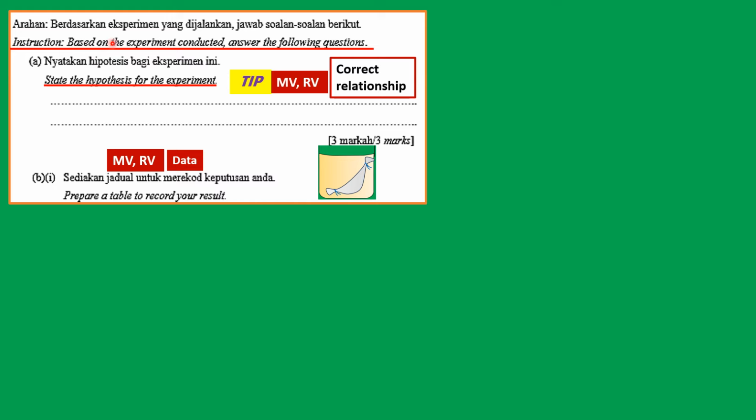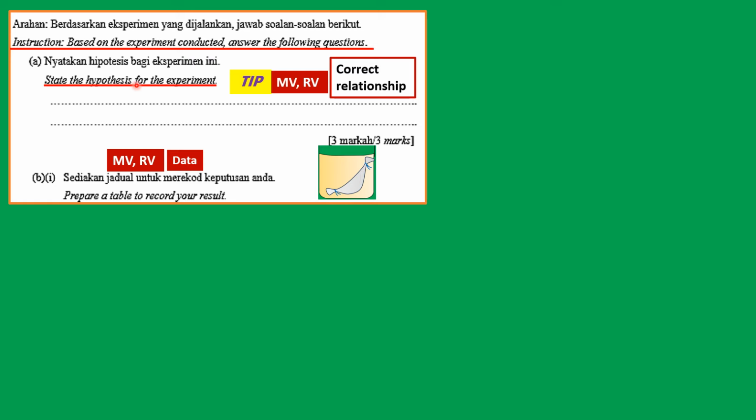Instructions. Based on the experiment conducted, answer the following questions. A. State the hypothesis for the experiment. And B. Prepare a table to record your results. So you can try the questions first, write down the answers on a piece of paper, and then check your answers with the ones given here, in order to practice your technique of answering the paper 3 questions. Now, for each question, try to determine the components that are important or needed.